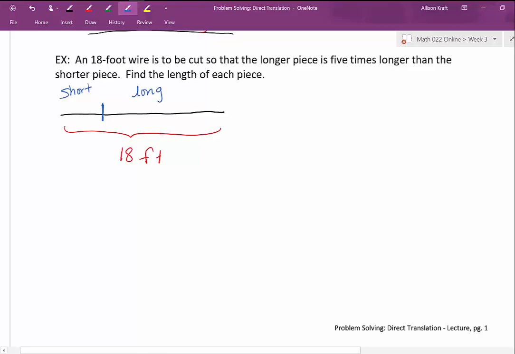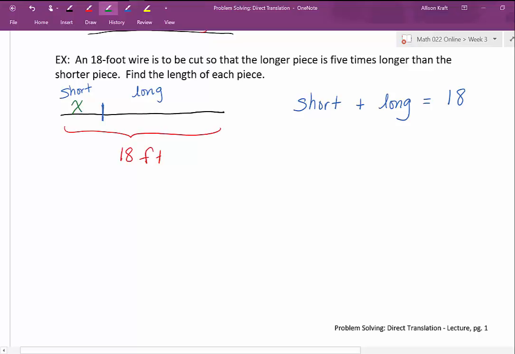Now we know that the short piece, together with the long piece, is the total wire. So we can make a general equation with just words saying that the short piece plus the long piece is equal to the total length of the wire, which was 18 feet. They give us a little bit more information about the short and long piece. The longer piece is 5 times as long as the shorter piece. Oh, what's the shorter piece? We don't know. That's our unknown. That's where our variable goes.